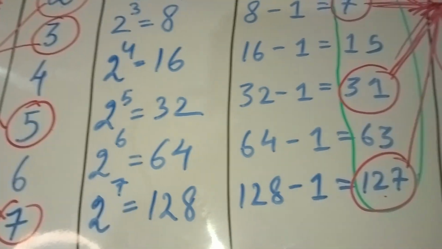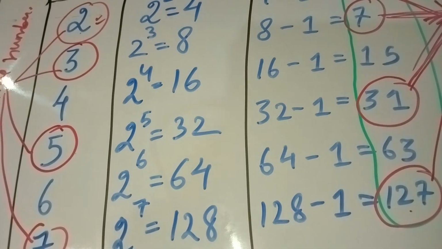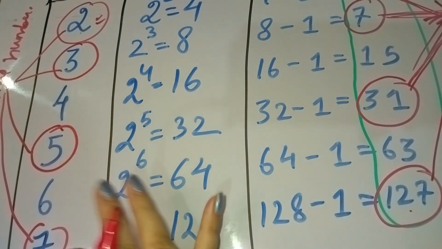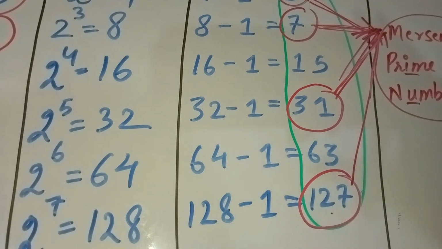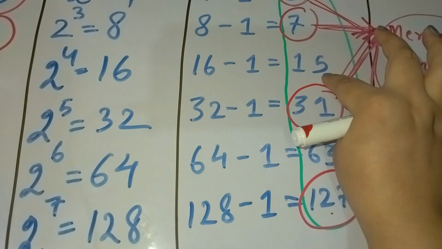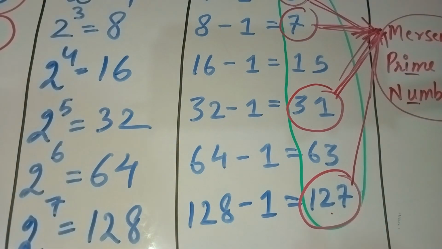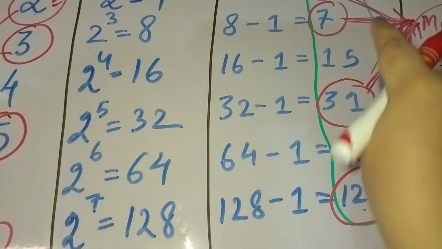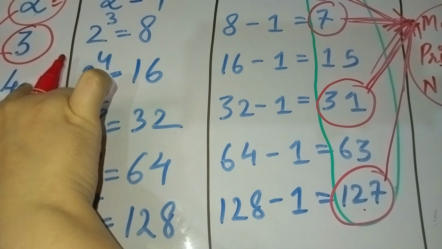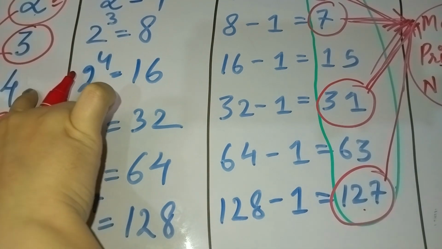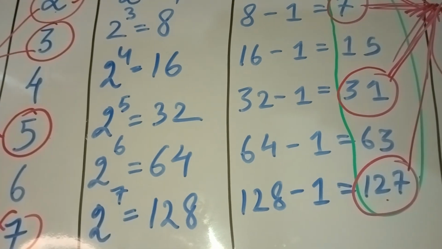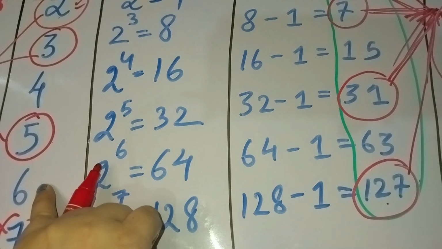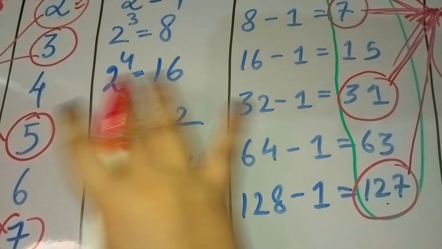But see, it's not always true. These numbers 2, 3, 5 and 7 are prime numbers and the corresponding value is also a Mersenne prime number. Now you can see 15 is a Mersenne number but it is not a prime number, and the corresponding value of n is 4, which is a composite number. Similarly, 63 is a Mersenne number and the corresponding value of n is 6, which is also a composite number. But is it always true?